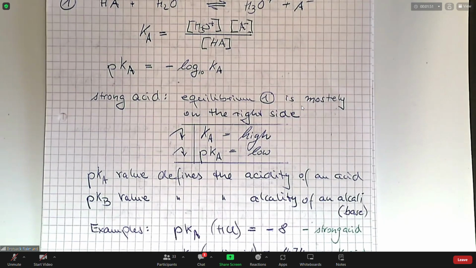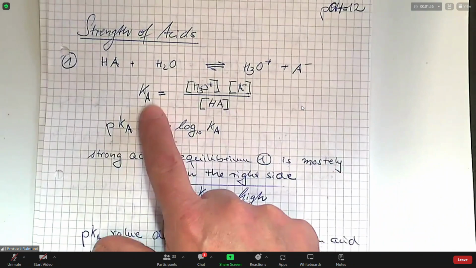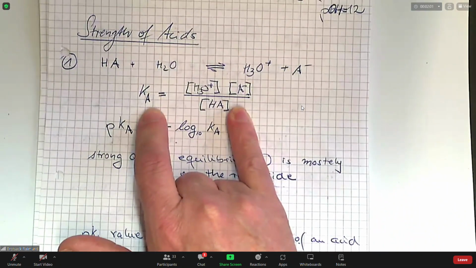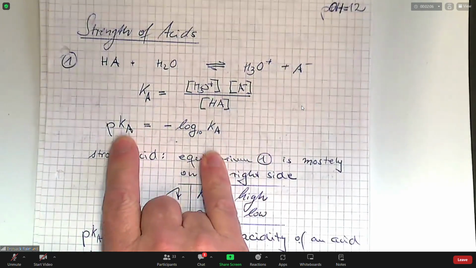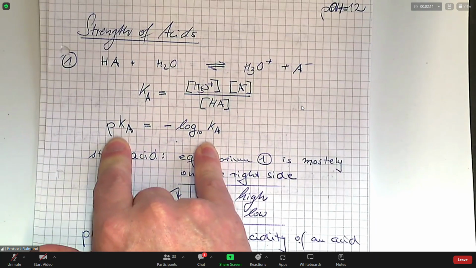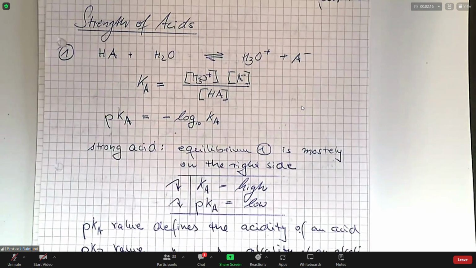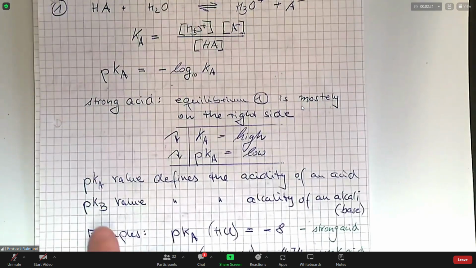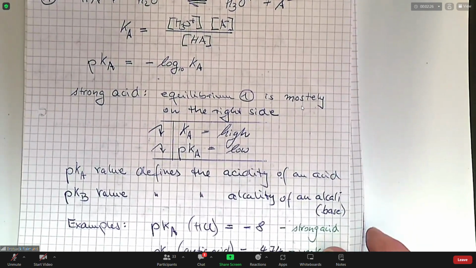Here we discuss the pKa, the pKa level or the Ka level. If Ka is big, it is a strong acid. And we have the negative log of Ka, which is pKa. So a small pKa means a strong acid. So the pKa value defines the acidity. The pKb value defines the alkalinity of an alkali.